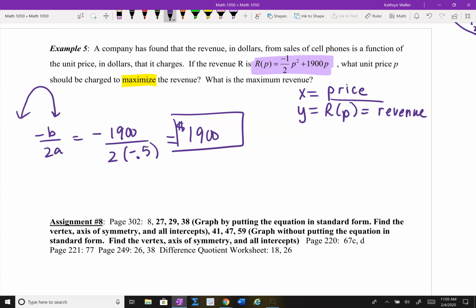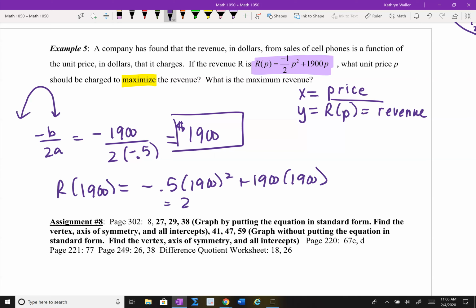Read the next question. What is the maximum revenue? They're asking me for the what, everybody? The y. What do I do? Plug it in. Everybody go R of 1900 is equal to negative 0.5 times 1900 squared plus 1900 times 1900. Grab your calculator, negative 0.5 parenthesis 1900, close it off, x squared, plus 1900, parenthesis, 1900, close it off, enter. Don't pack up. 2,888,000. What's my label? You have to have a label. Dollars. We're talking about money.